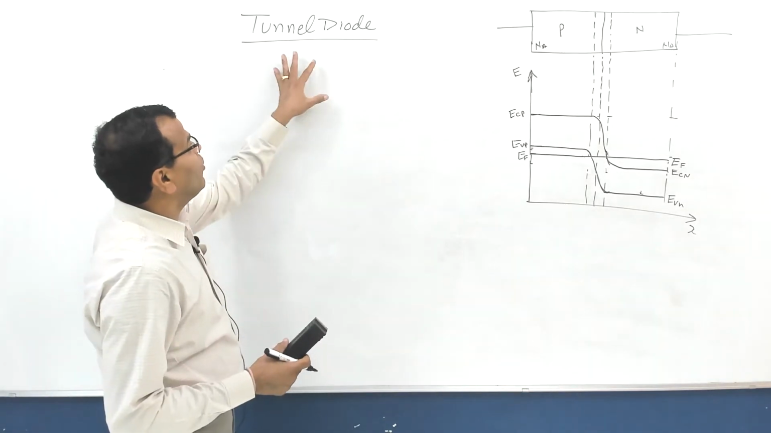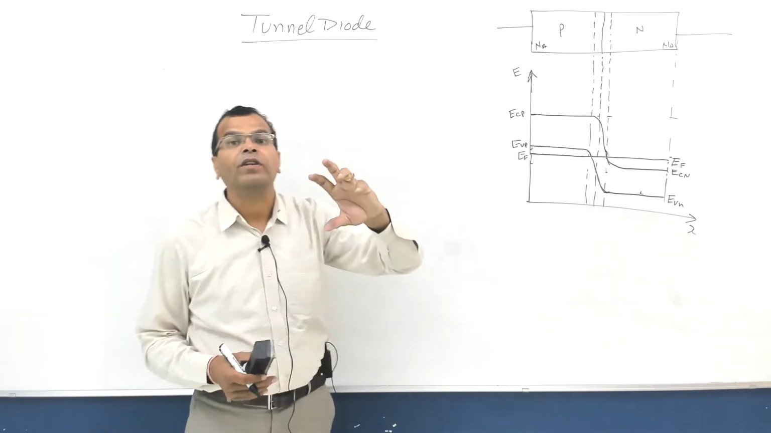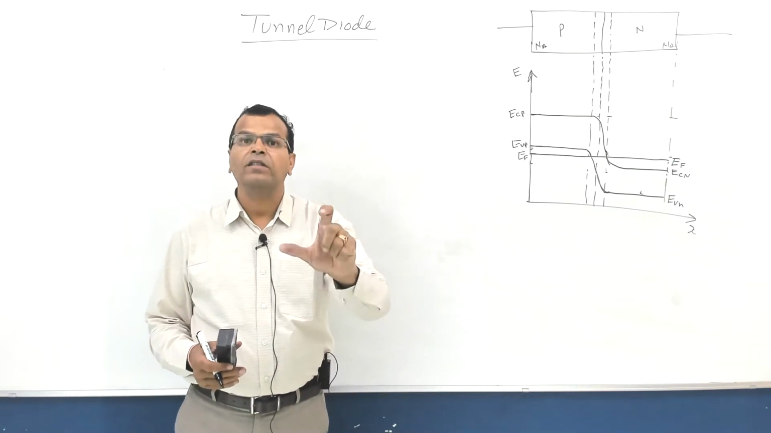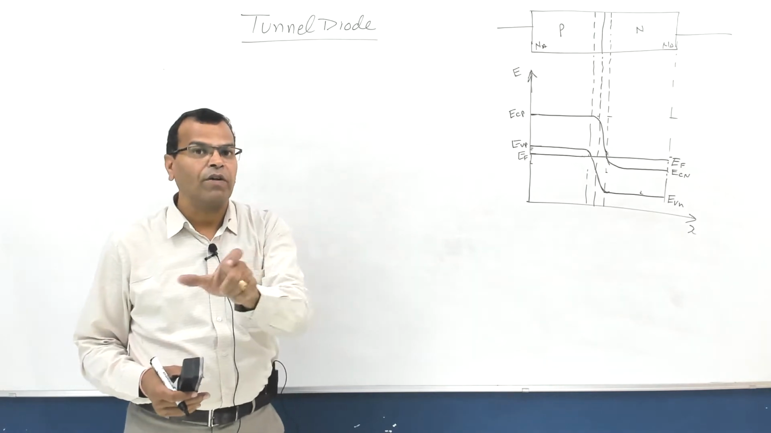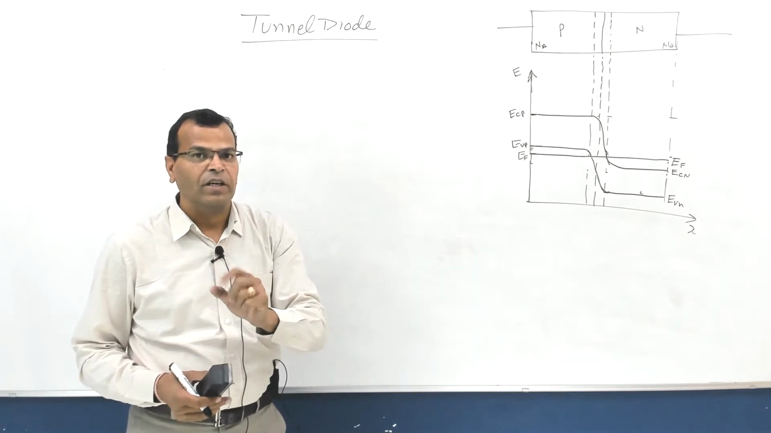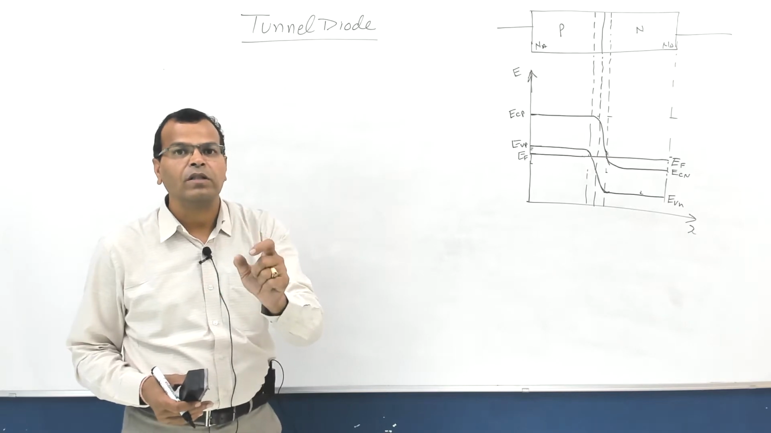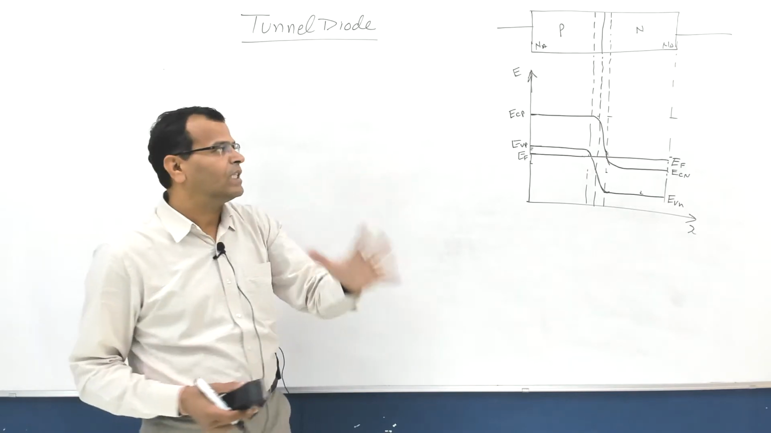A tunnel diode basically works on the phenomenon of tunneling of the charge carriers across the junction, across a forward biased junction. Remember, a tunnel diode works in forward biased mode. We will see that.